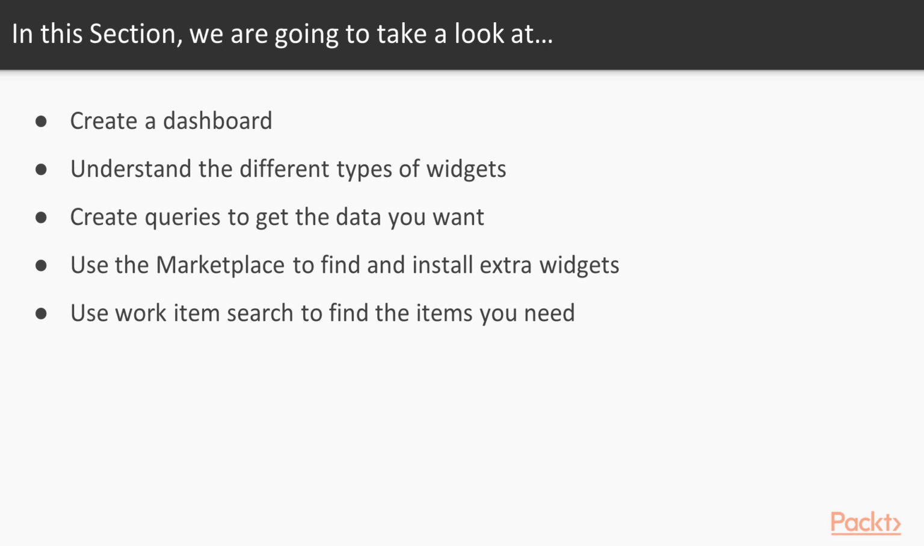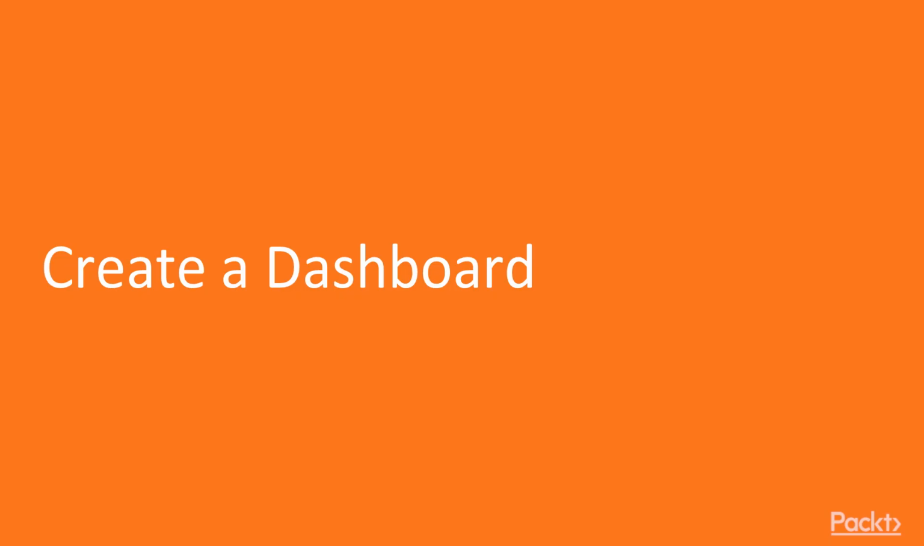We're also going to look at how we create queries and get the data that you need directly out of both of the products. We're also going to check out the marketplace, how you can extend the default dashboard widgets and look at getting and installing new ones. And then finally, we're going to use the newly introduced work item search to find out all the information you might need.